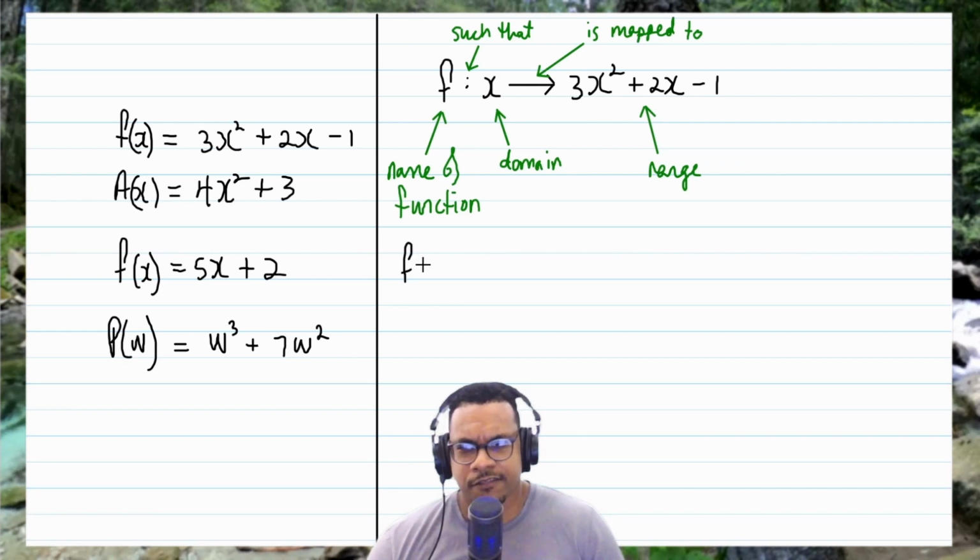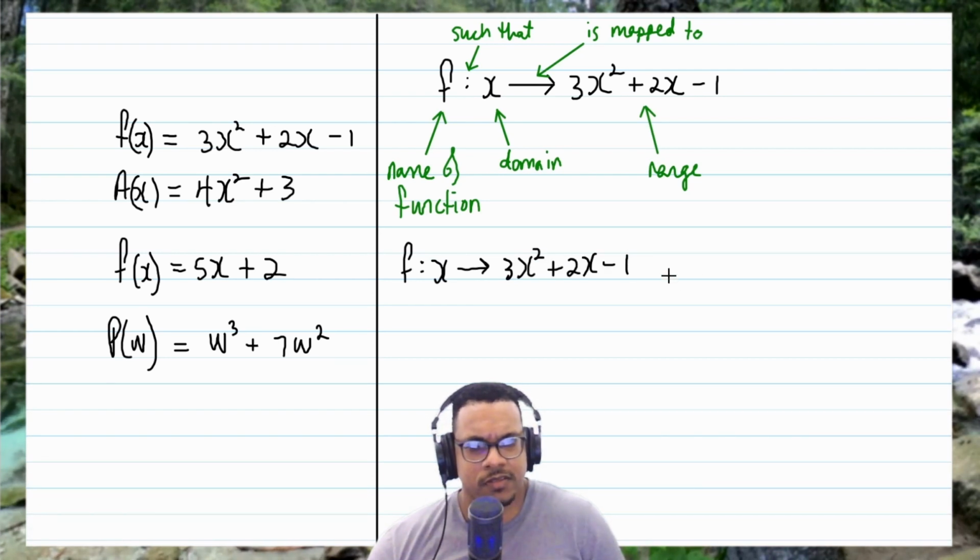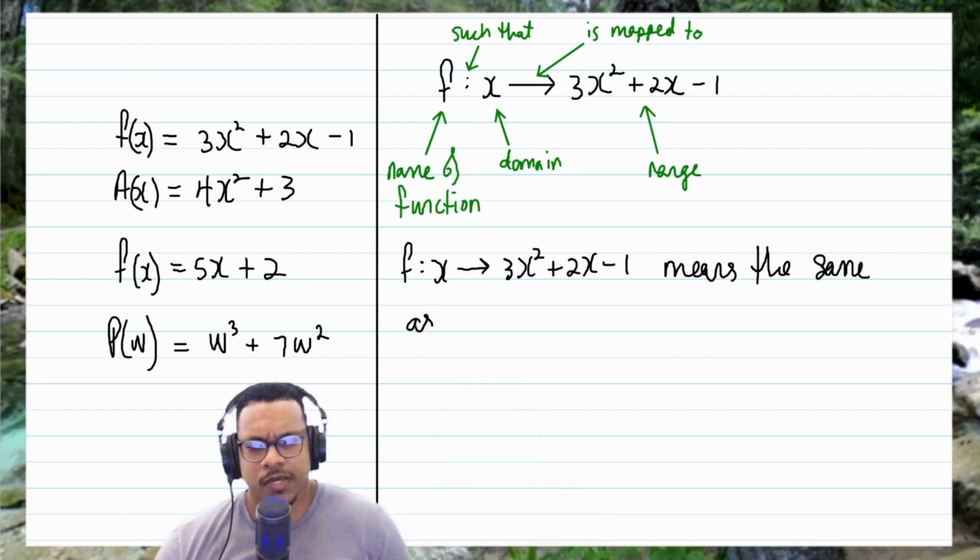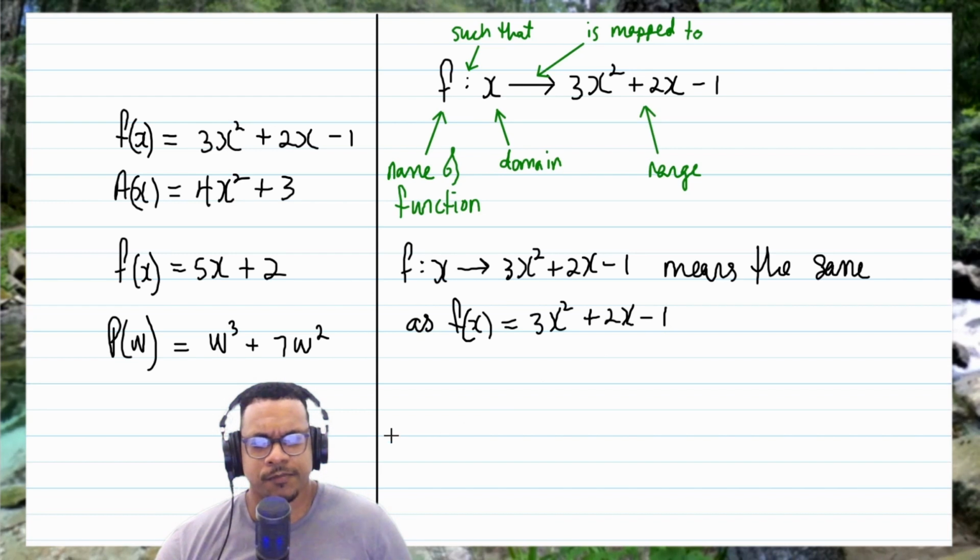Now writing f such that x is mapped to 3x squared plus 2x take away 1 means the same as f of x is equal to 3x squared plus 2x take away 1. So I can write my function either like this or like this, but both of them mean the same thing.